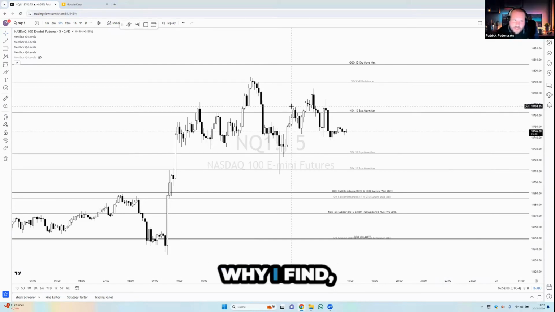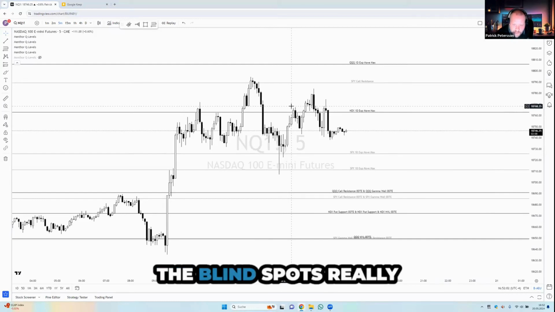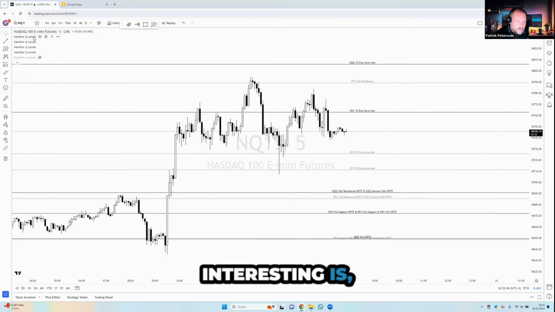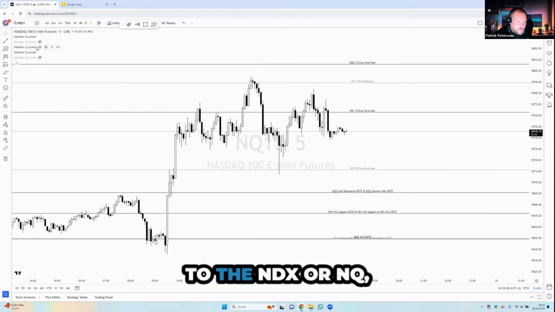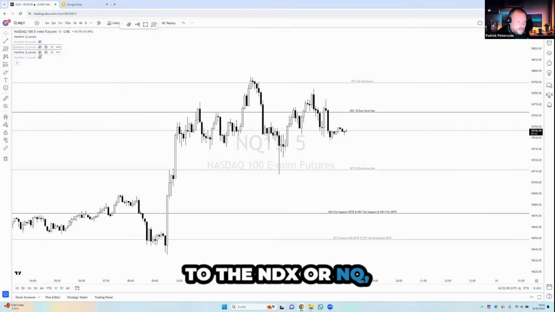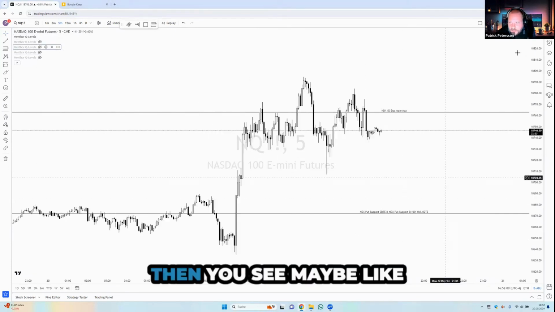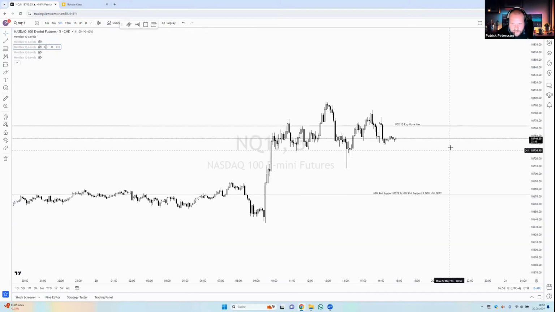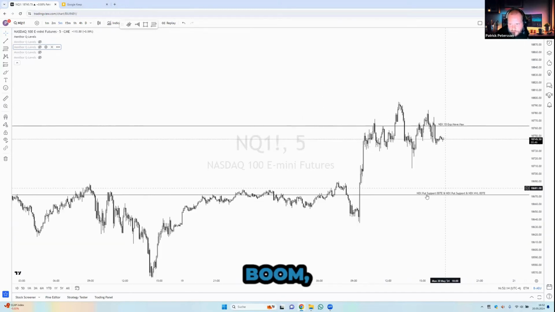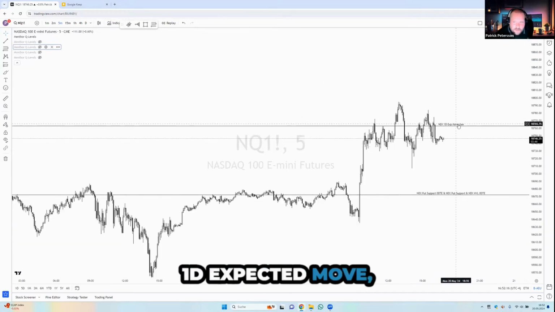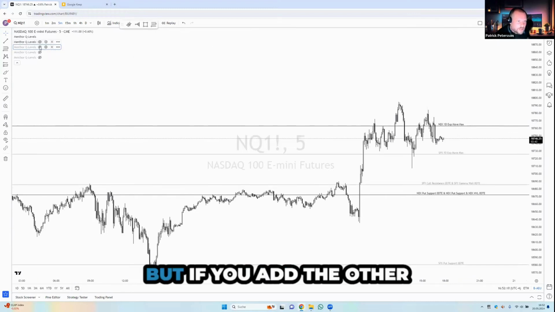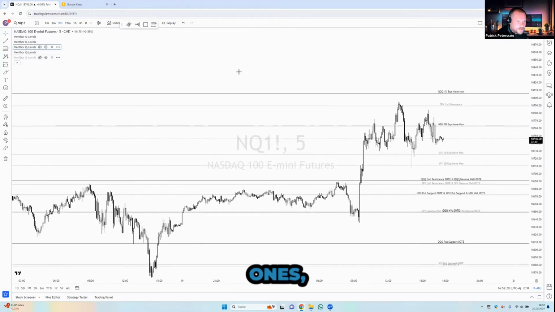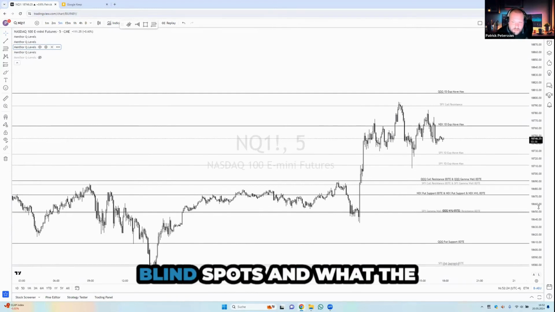And why I find the blind spots really interesting is that if you're looking only at the NDX or NQ, then you see maybe like this: NDX, boom, boom, boom, put support, 1 day expected move, etc. But if you add the other ones, then you get a bigger picture. And this is what I'm calling the blind spots.